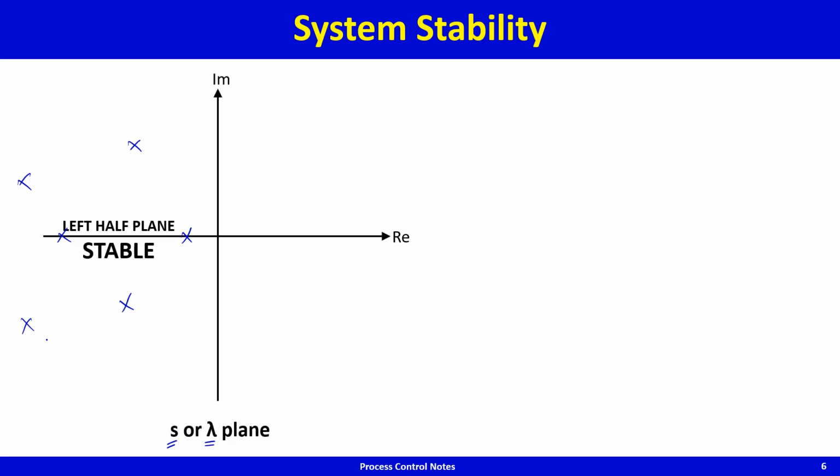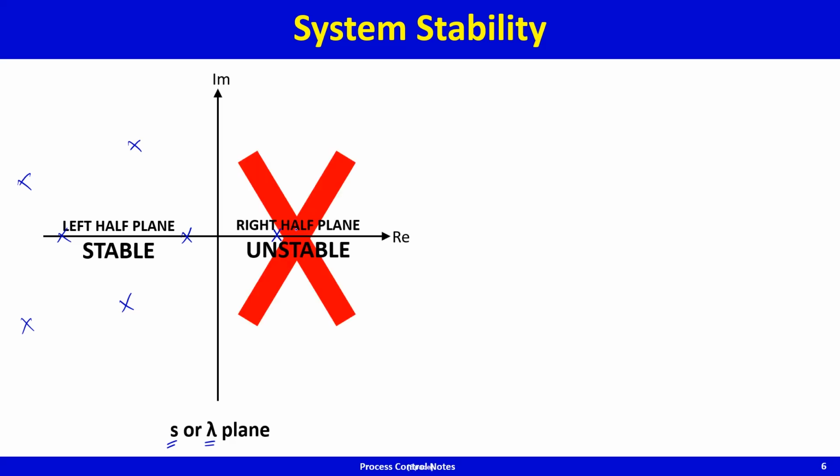On the other hand, if you get even a single pole in the right half plane, you're going to get instability, because the transient because of that pole is going to blow up in time. So one must avoid right half plane poles when designing control systems.